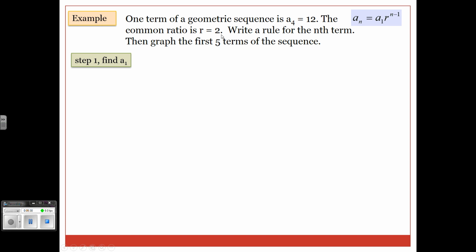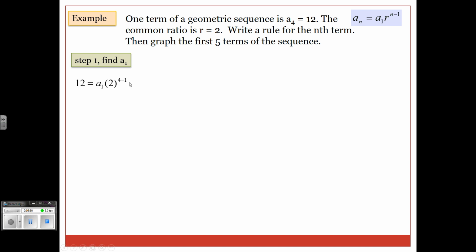We know r is 2, so I can plug 2 right here. And then I know n is 4. So this 4 is going to get plugged in right there. And when I do that, I can now solve for a sub 1, because that's the only variable left in the equation. So this is what that would look like.